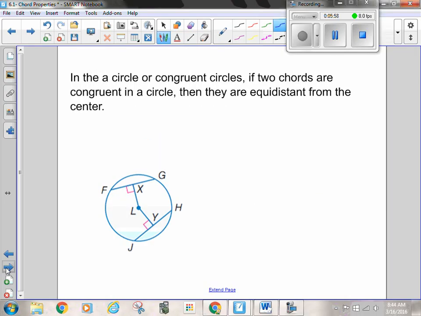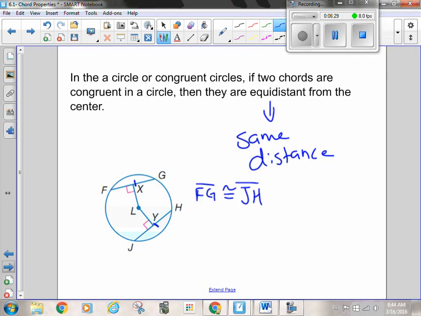All right. Then in a circle or congruent circles, if two chords are congruent, then they're equidistant from the center. So equidistant means same distance. So if my two chords are congruent, so if this is marked congruent here and here, or if they said FG is congruent to JH, then they're equidistant. So that means that these two pieces are congruent to each other.